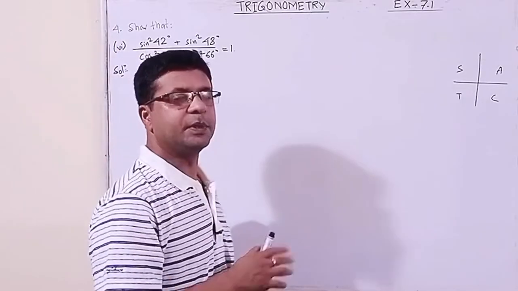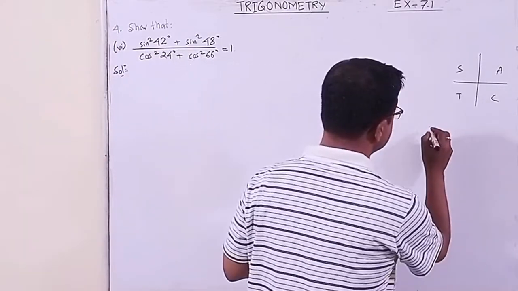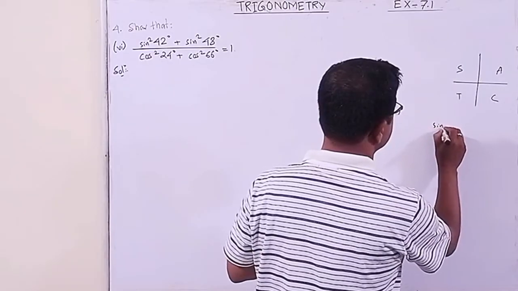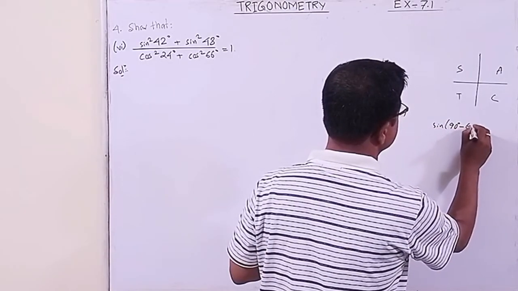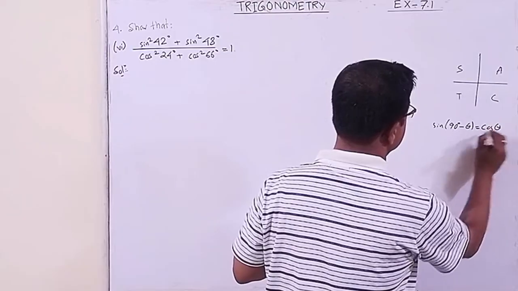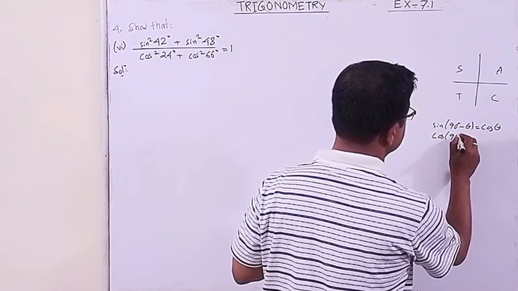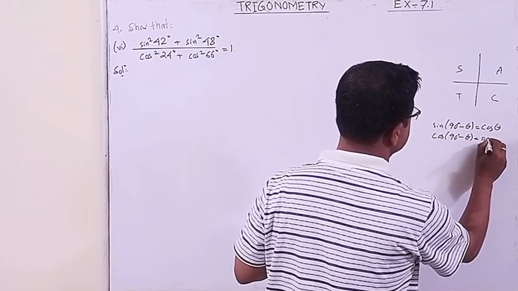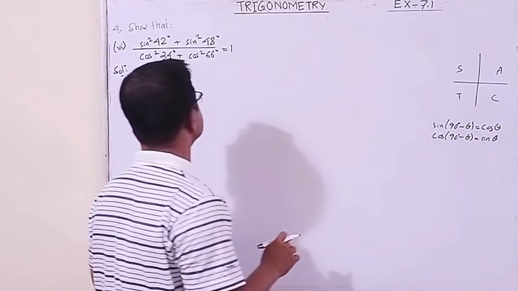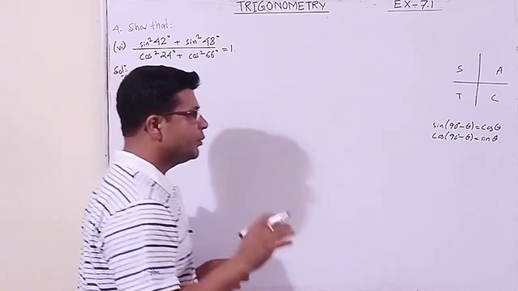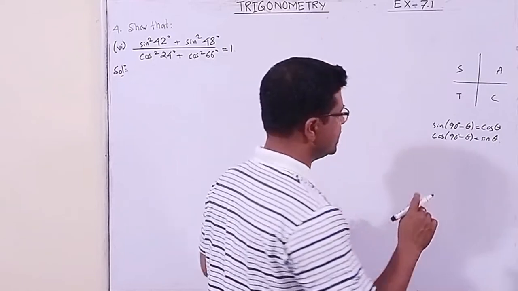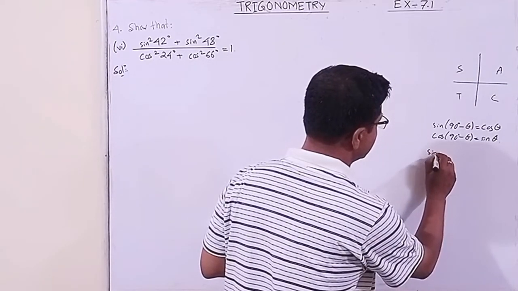Here this question is based on two concepts. One concept is that, for complementary angles, sine of 90 minus theta is cos theta. Then cos of 90 minus theta is sine theta. This is one thing. In the last part, number 5, you also did this. Then one more identity you will get in general mathematics.